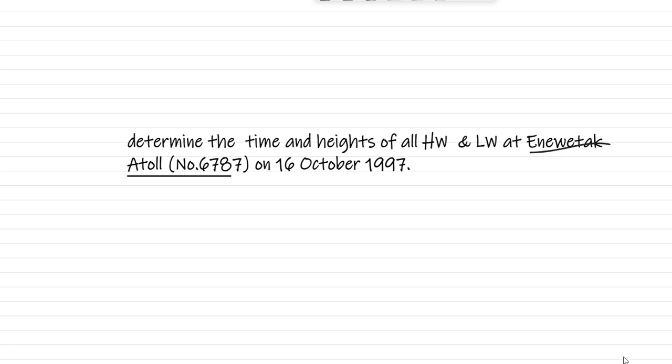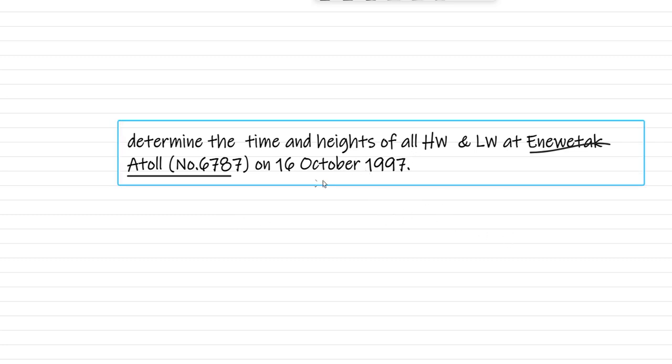In the problem on screen, we are required to determine the time and height of all high waters and low waters in the secondary port with the ATT number of 6787 on the date of 16th October 1997. So we're just going to page through our ATT book and find the standard port, which in this case is Devio. We're going to go to the date that we require to solve for, which is 16 October.